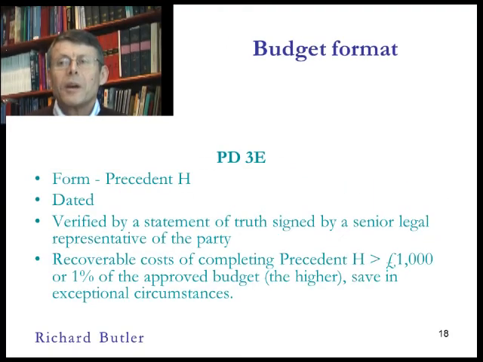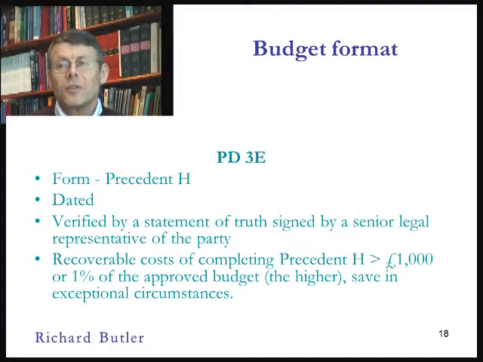Now, there's a prescribed form which is available as an Excel spreadsheet on the Court Service website, known as Precedent H. The completed budget in Precedent H form has to be dated and verified by a statement of truth. There's a restriction on the costs which are recoverable for preparing the budget, that is to say £1,000 or, if it's higher, 1% of the approved budget, unless there are exceptional circumstances.